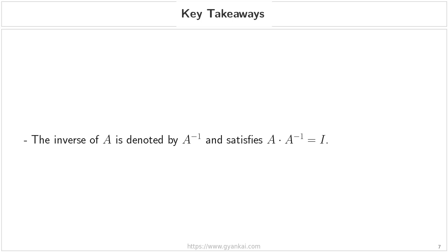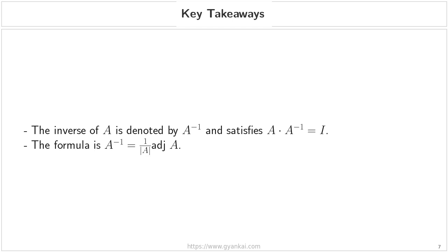First, remember that the inverse of a matrix A is denoted as A inverse, and its defining property is that when you multiply matrix A by its inverse, the result is the identity matrix, which we call I. Second, keep the core formula at the front of your mind. A inverse equals 1 over the determinant of A, multiplied by the adjoint of A. This formula is the heart of everything we've practiced today.